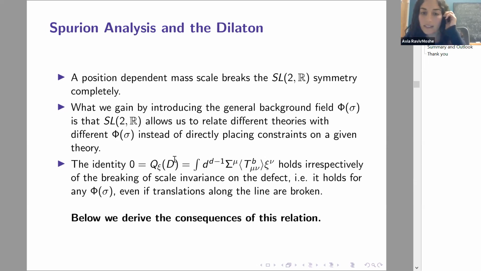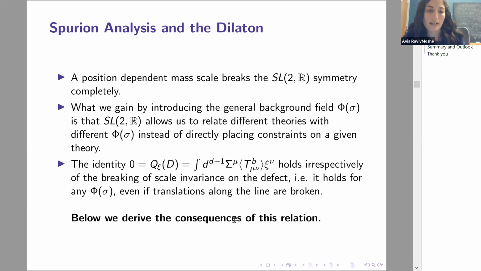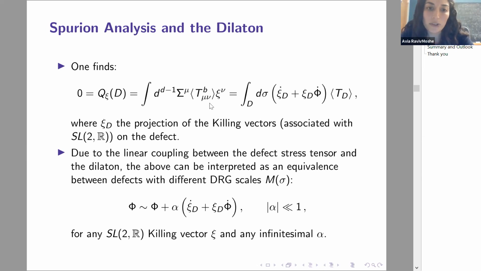So this identity, the vanishing of the charges for surfaces that wrap the defect and do not intersect it, holds even if we broke the translation invariance on the defect. And below, we will derive the consequences of this condition together with this Ward identity. Okay. So if we use a Gauss law and the Ward identity, this one, then we get this expression, where ζ_D is the projection of the Killing vectors associated with the SL(2,R) on the circular defect.